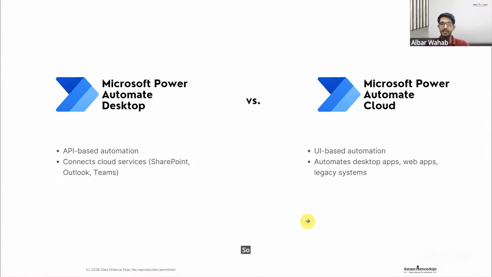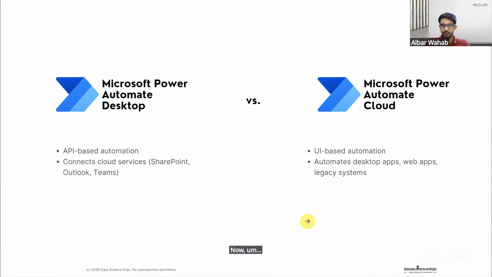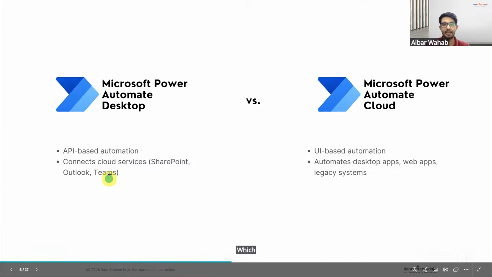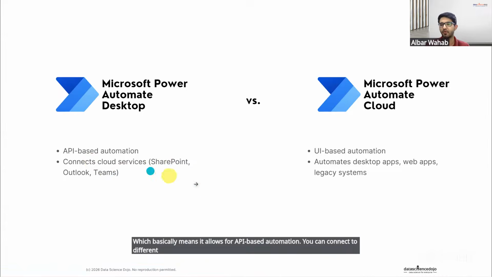So to start off, let's compare what Microsoft Power Automate Desktop is versus Microsoft Power Automate Cloud. Sorry, there's a mistake over here. This one is talking about Microsoft Power Automate Cloud, which basically means it allows for API-based automation. You can connect to different services like SharePoint, Outlook, and Teams.